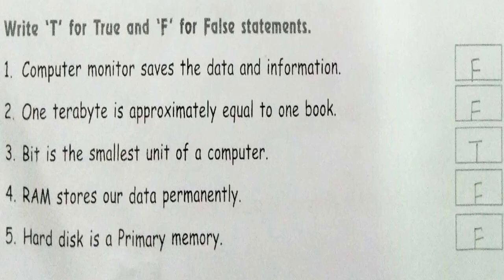Fourth statement is, RAM stores our data permanently. As we all know, RAM is a volatile memory, so this statement is also false. Fifth statement is hard disk is a primary memory. As we all know, hard disk is an external device, and external device stores the data permanently. Hence, it is secondary memory. So we will write F here.